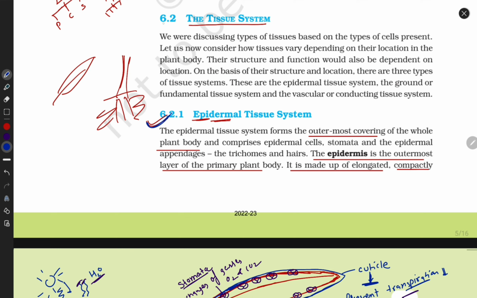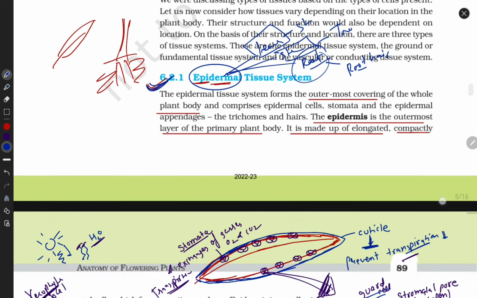We complete the epidermis now and start the tissue system. We completed the epidermal part of the leaf, the stem, and the roots. In the leaves, we discussed stomata; in the stem, trichomes; and in the root, root hairs. Now you clear?